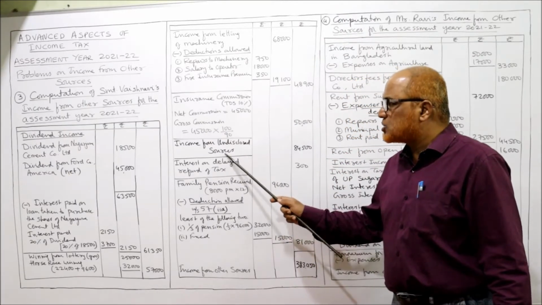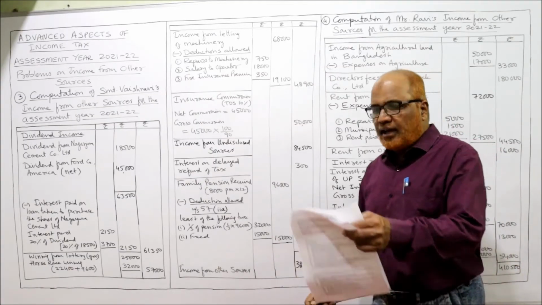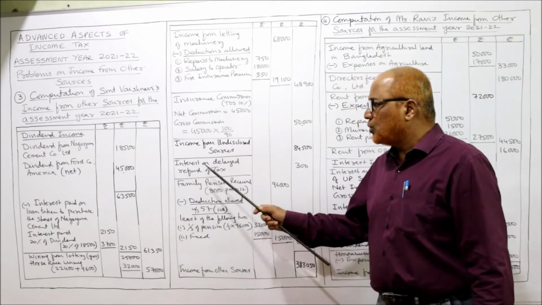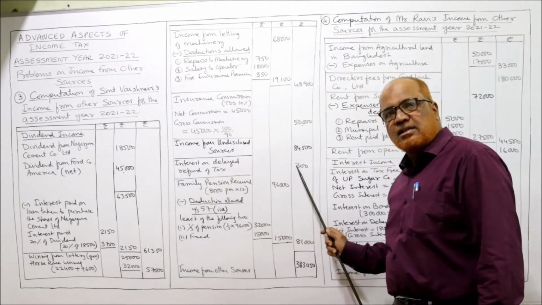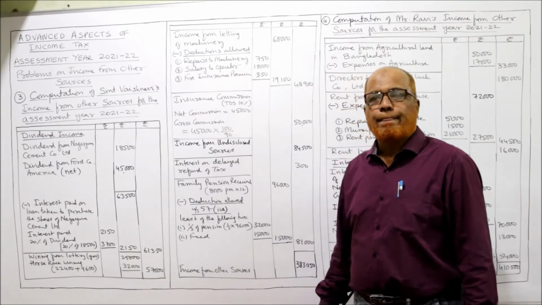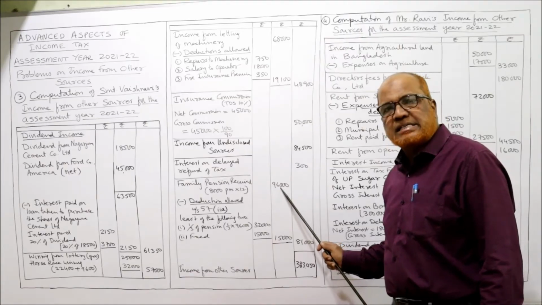Next comes income from undisclosed sources. So income from undisclosed sources, directly 84,500. No adjustment, nothing. Interest on delayed refund of tax, 300 rupees. Family pension received is 8,000 per month. So family pension received, 8,000 per month into 12, 96,000.